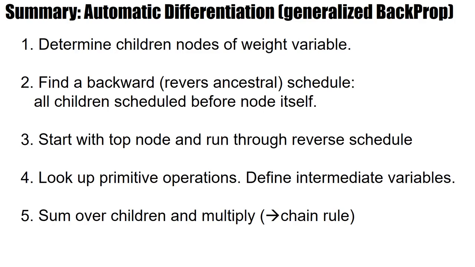So, automatic differentiation: you first determine the children nodes of the weight variables, and then you need to find a backward schedule, a reverse ancestral schedule. So all children should be scheduled before the node itself. There's some freedom in the previous example, whether H is calculated before or after the K, it's a choice, it doesn't matter, but this condition that the children need to be scheduled before the node itself is important.